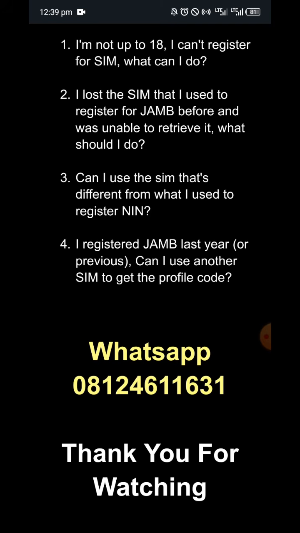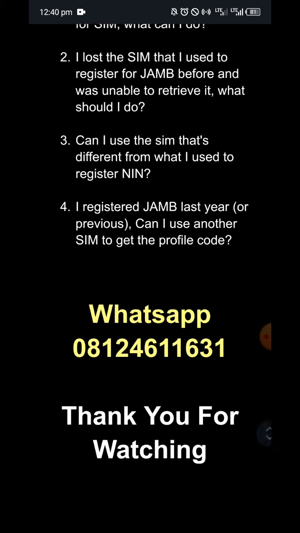Then another one is, can I use a SIM that is different from what I used to register for NIN? So let's say you used a particular SIM to register for your NIN, and probably this is your first time of doing JAMB registration. Yes, you can use another SIM. It is not compulsory that it be the SIM that you submitted when you registered for NIN that you will use to generate the profile code. You can make use of another SIM card. Just make sure the SIM is registered in your own name, I mean the SIM you'll be using to get this profile code. Then, if you are not up to 18, follow the procedure that I mentioned above.